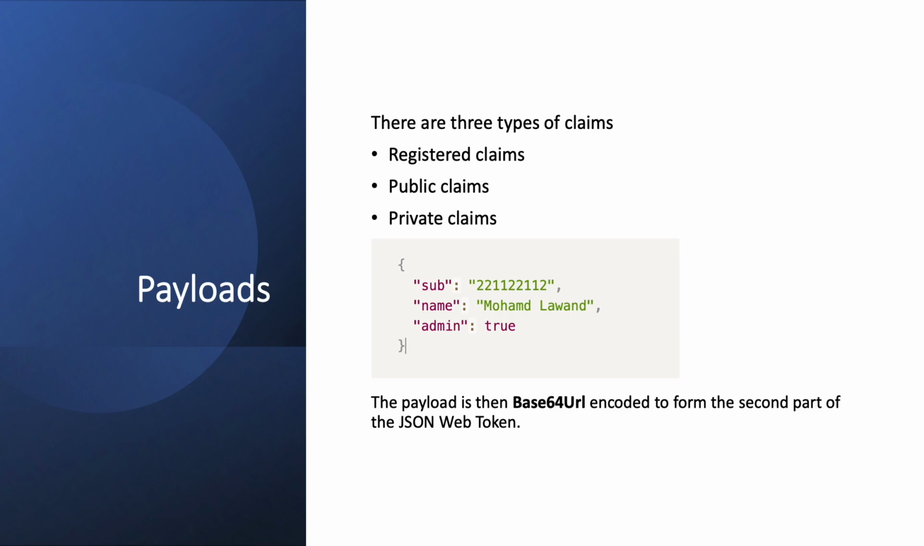The second part we're going to be discussing is the payload. The payload consists of types of claims. So we have three types of claims: first, the registered claims, the public claims, and the private claims.